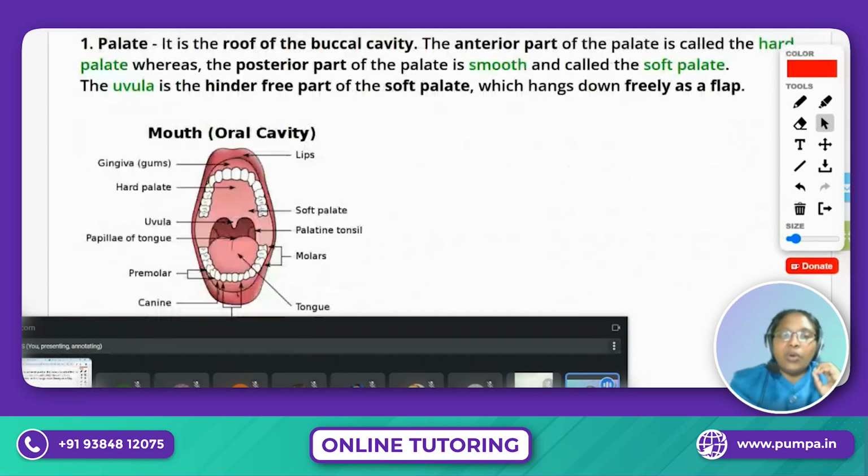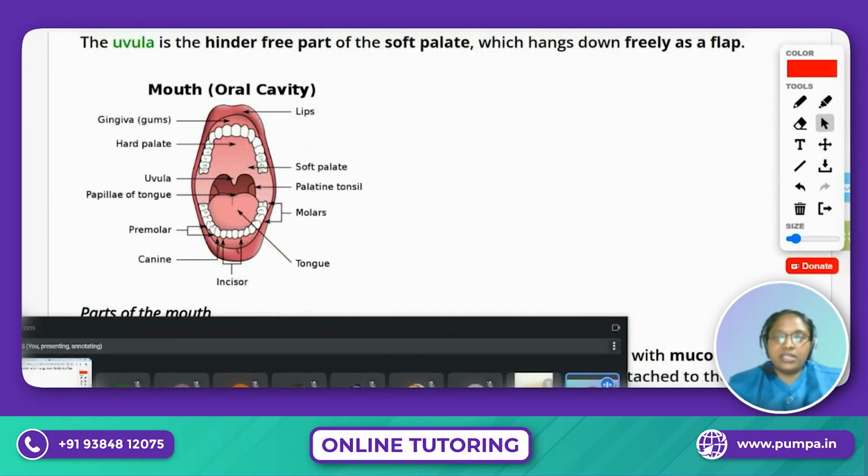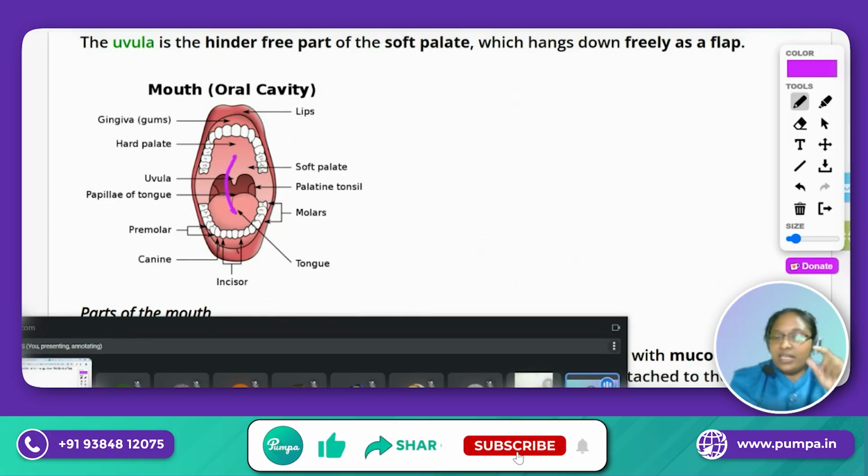The mouth will have the following parts. The first part is the palate, which is the roof of the mouth. If we touch the roof with our tongue, first we will feel something hard.